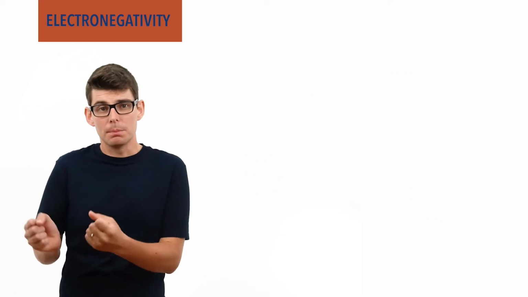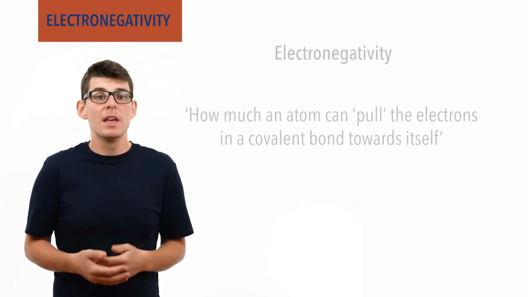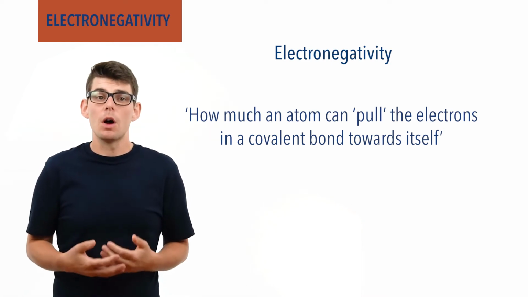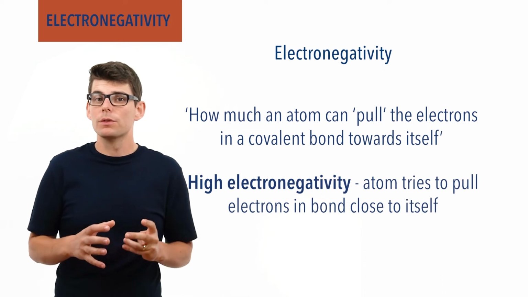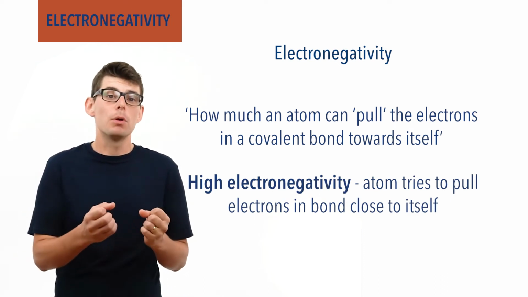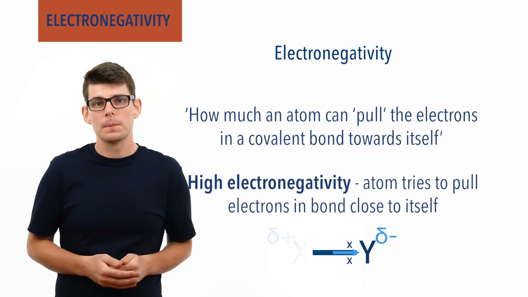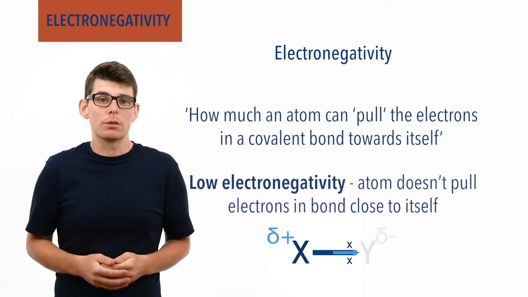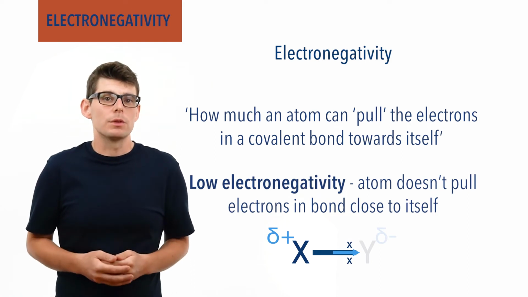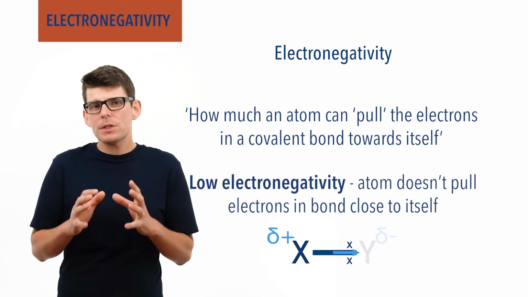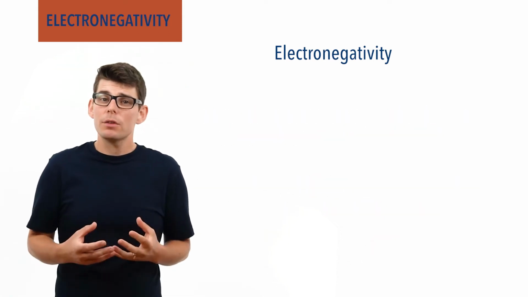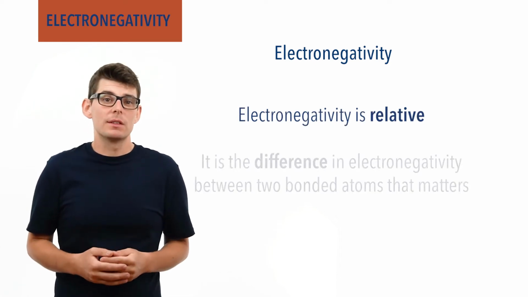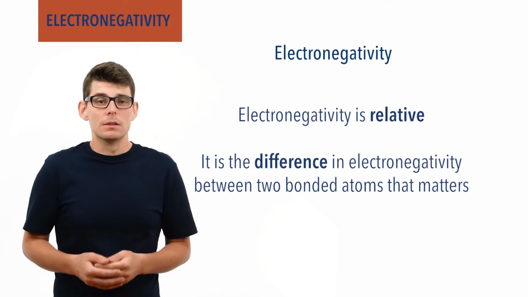How much an element can pull the electrons in a covalent bond towards itself is referred to as its electronegativity. Atoms of elements with a high electronegativity really want the electrons in a covalent bond to be around them, and they pull the electrons slightly towards themselves. Atoms of elements with a low electronegativity don't really care about having the electron density around them, and they don't pull the electrons towards themselves. The absolutely key thing to understand here is that electronegativity is relative. That means it is only ever the difference in electronegativity between two bonded atoms that matters.